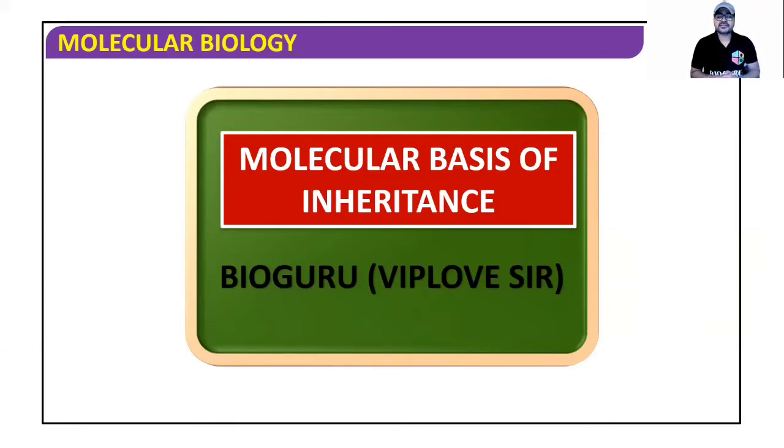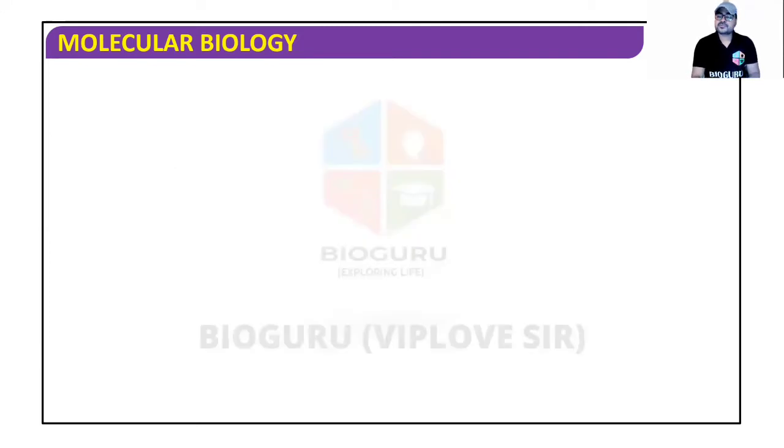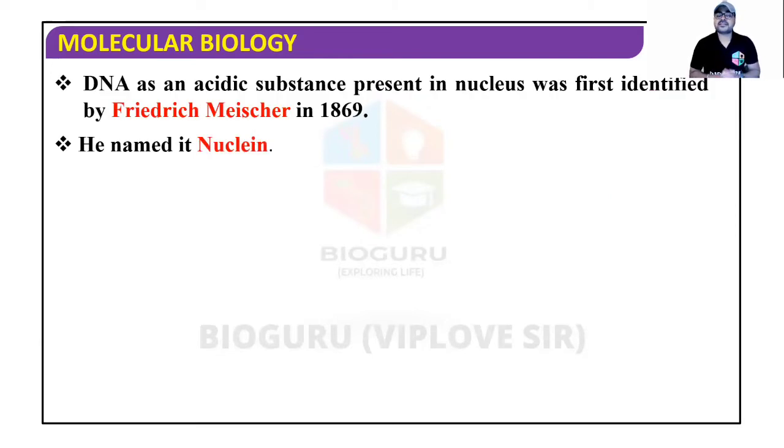So now we will discuss the molecular basis of inheritance. So first of all, the structure of DNA. DNA as an acidic substance present in the nucleus was first identified by Friedrich Miescher in 1869.